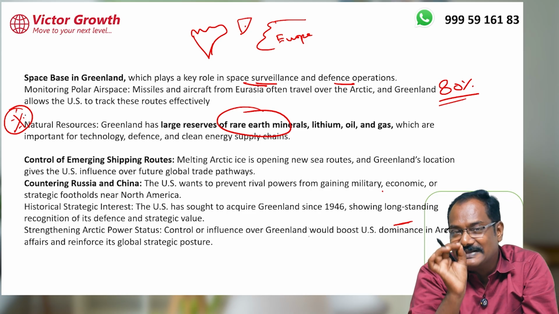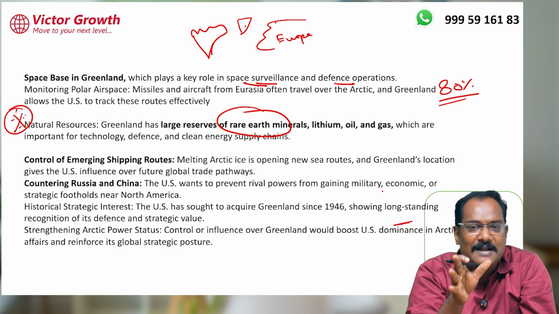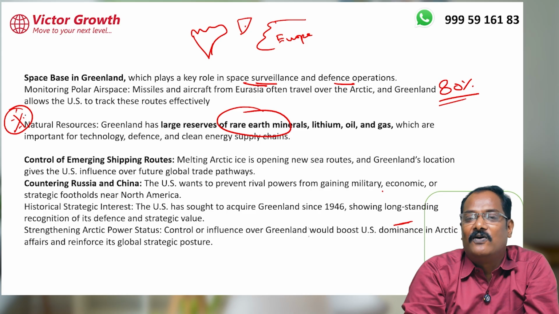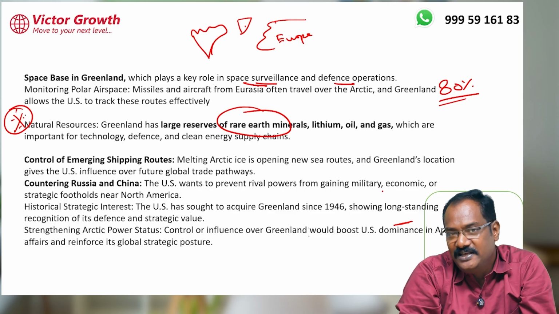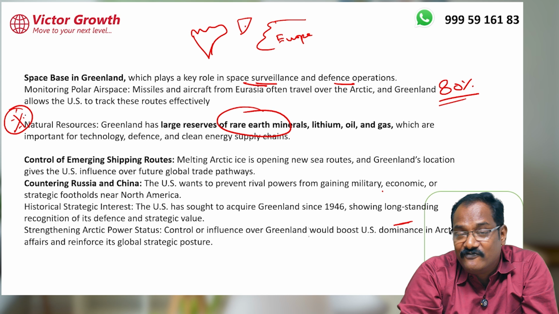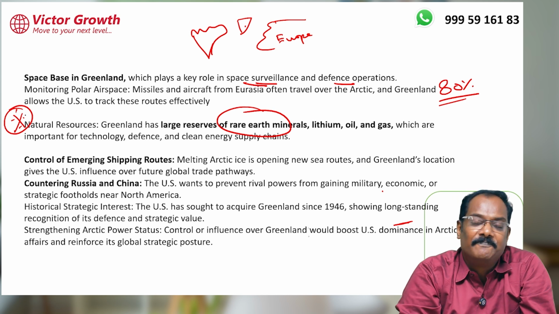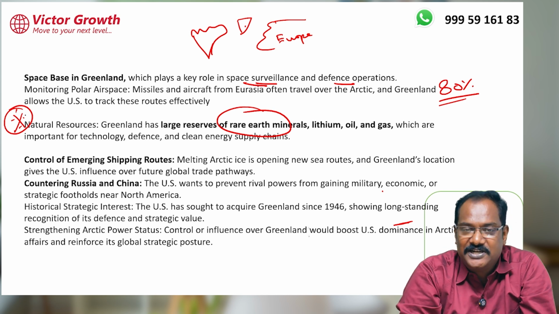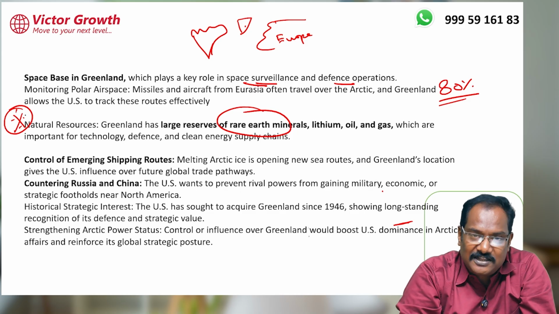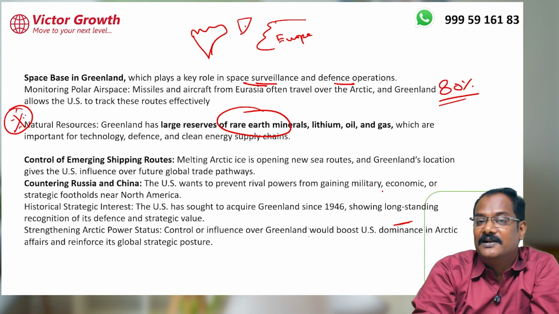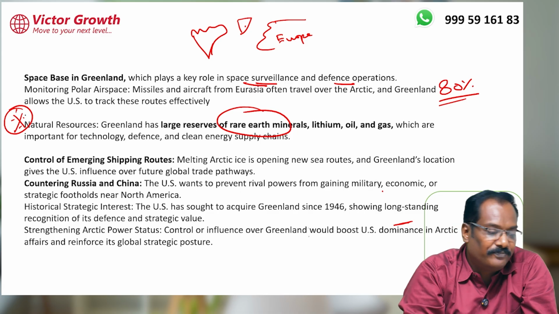So rare earth is the main reason. You can say there are n number of reasons, but the reason for the US asking for Greenland is rare earth minerals. Lithium is there. These are needed for EVs, electric vehicles, and any kind of machines, even the phones and laptops we are using. We need rare earth minerals and critical minerals, and they are available in Greenland. That is the main reason.